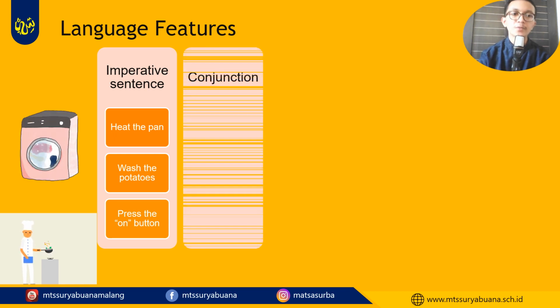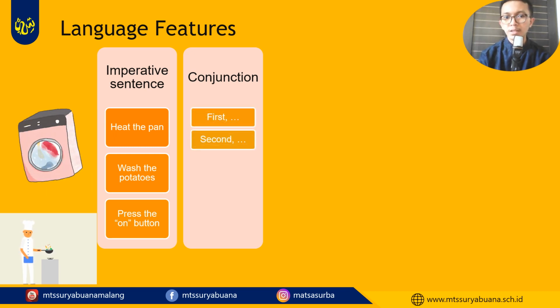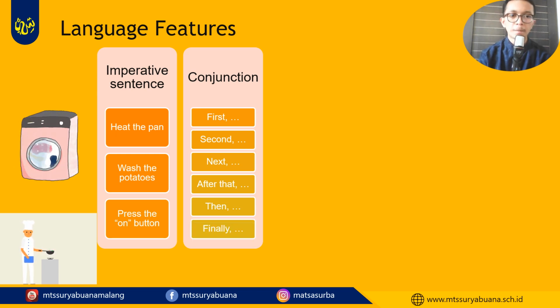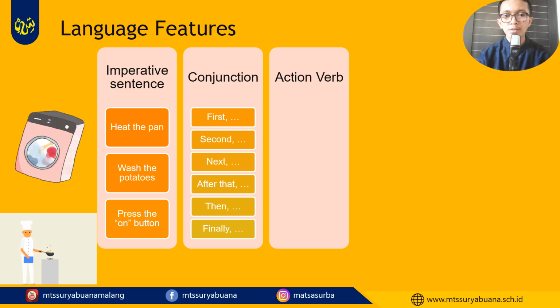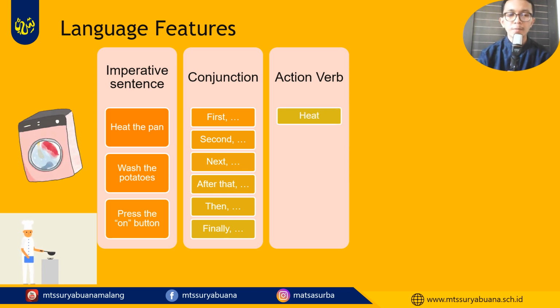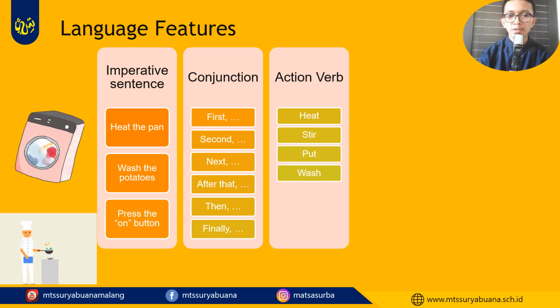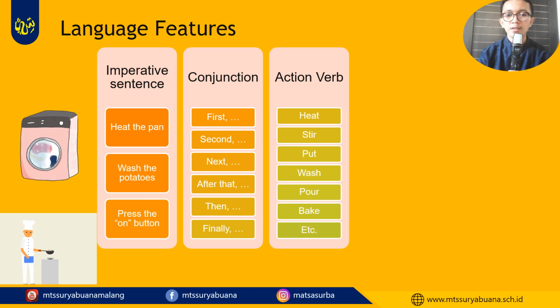Okay, the next language feature. This text uses conjunctions. For example, first, second, next, after that, then, finally, and etc. Okay, and the next language feature is using action verbs. For example, heat, stir, put, wash, pour, bake, and etc.